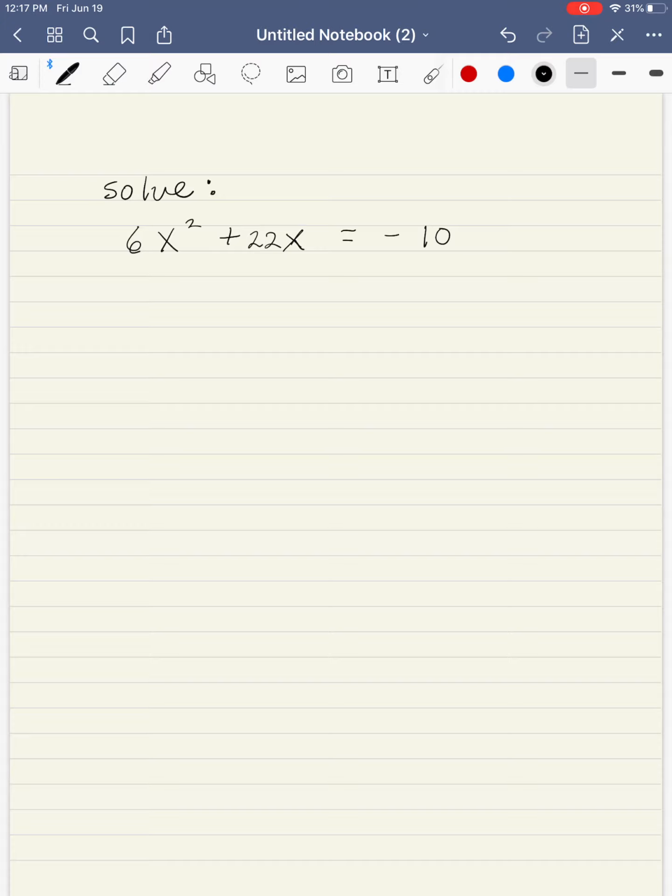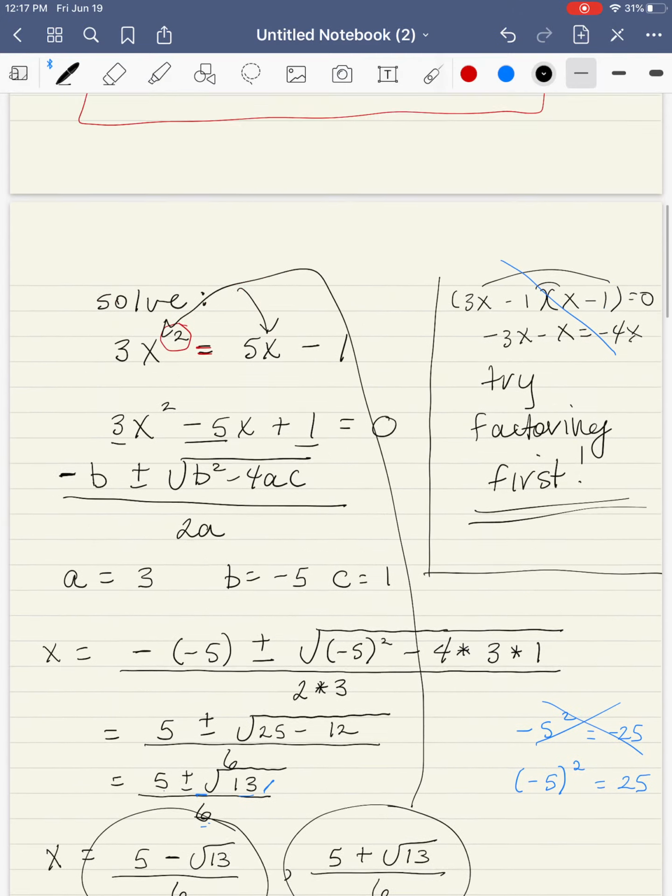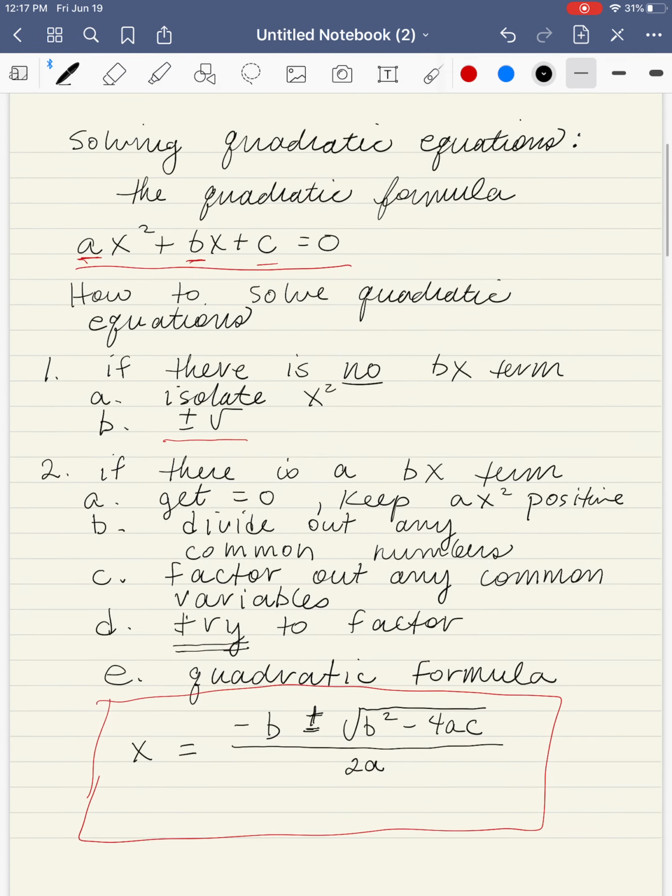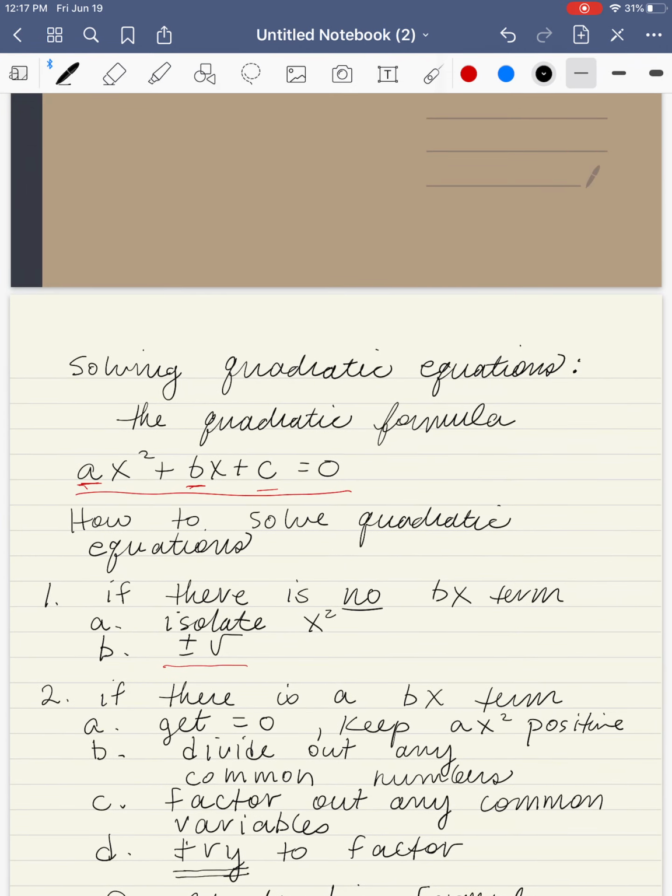All right, so let's say we have this equation: 6x squared plus 22x equals negative 10. I want you to run through the first several steps. Let's look back at our steps here.